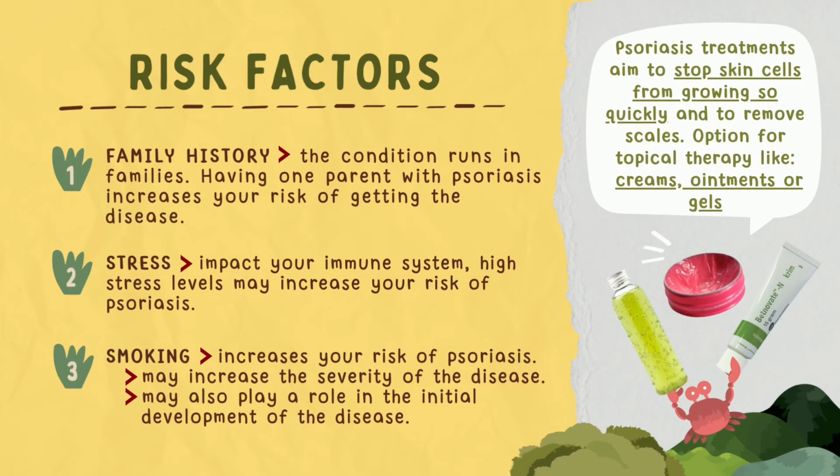Risk factors. Anyone can develop psoriasis. These factors can increase your risk. First, family history. The condition runs in families. Having one parent with psoriasis increases your risk of getting the disease, and having two parents with psoriasis increases your risk even more. Secondly, stress. Because stress can impact your immune system, high stress levels may increase your risk of psoriasis. Thirdly, smoking. Smoking tobacco not only increases your risk of psoriasis, but also may increase the severity of the disease. Smoking may also play a role in the initial development of the disease.